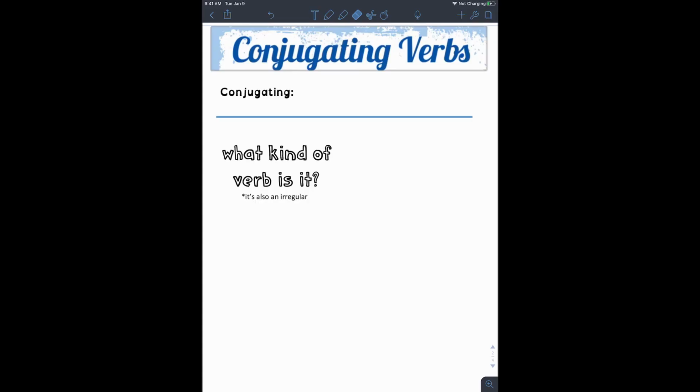Okay, before we look at the word tener and tener que specifically, let's talk about what conjugating verbs are. It's essentially what we're doing today with tener and tener que. We're going to be conjugating this verb. So, conjugating is changing the verb to match it with who is doing it in the sentence. So again, conjugating is changing the verb to match it with who is doing it.